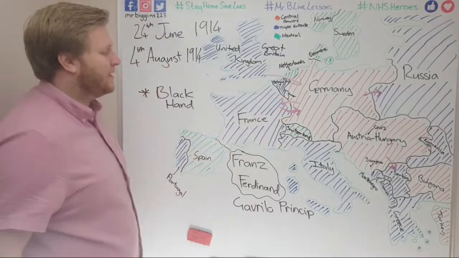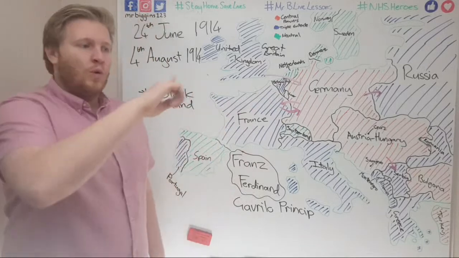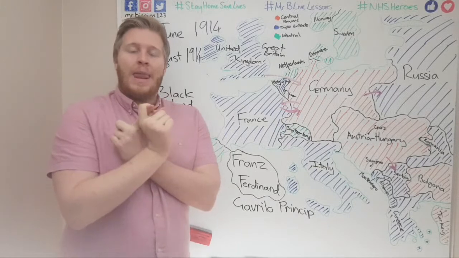But if you have a look at the map, you'll be able to see that. These borders can change. They can say, oh, you own that land now, you own this land. So how many more countries are there now?